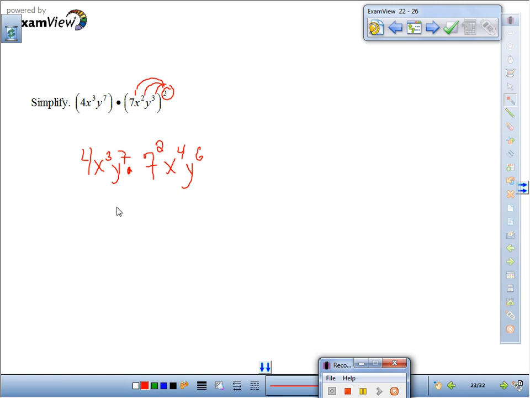Are we there so far? Yes. Okay. Let's start with the numbers. 4 times 7 squared. What is 7 squared? 49. 49 times 4, let's see. 4 times 40 is 160. 4 times 9, that's 36. What's 160 plus 36? 196. So we're done with our numbers.